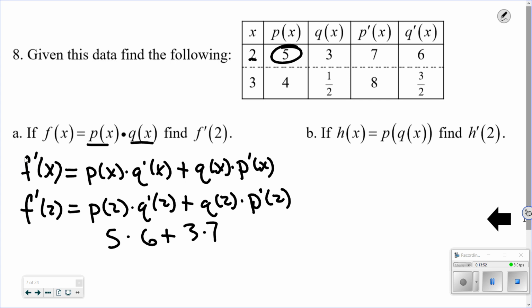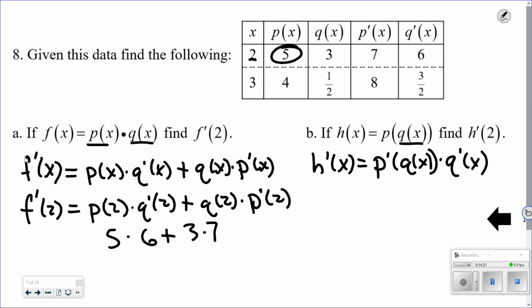Okay, compare that to this one. So that one was a product rule because the two functions are multiplied together. This one is the composition, right? It's p of q of x. So q of x is inside of p. So make sure we're careful and don't get these two confused. That's a really common error. So on this one, if I want to find h prime of x, I take the derivative of the outside, make sure the inside stays the same. But then I multiply it by the derivative of the inside. That is my derivative right there.